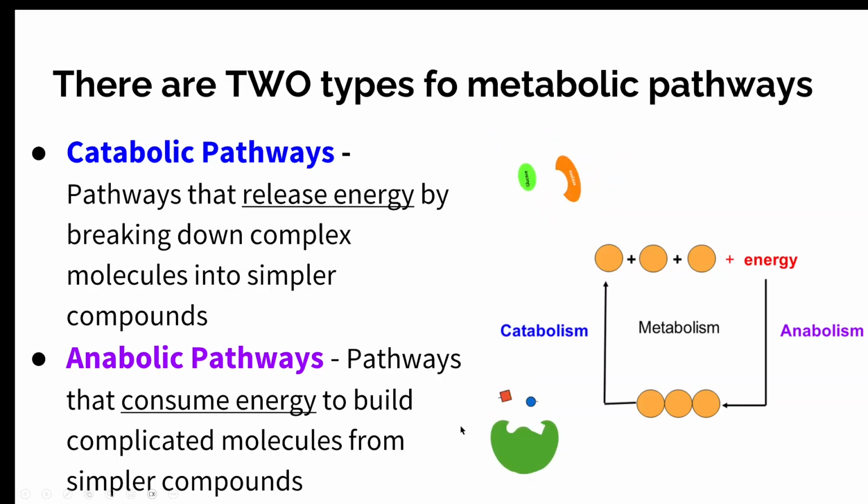You also have anabolic pathways, and these are going to be pathways that consume energy to build complicated molecules from simpler compounds. So sometimes we need to join monomers together to form a polymer. Like for instance, let's say we wanted to build a protein. The monomers of proteins are going to be, of course, amino acids. That whole process will require energy in order to do that. So if we ever need to build a molecule, we have enzymes that can do that too. And so we take these two monomers, we join them together, and we'll talk more about how enzymes work later in a separate note.